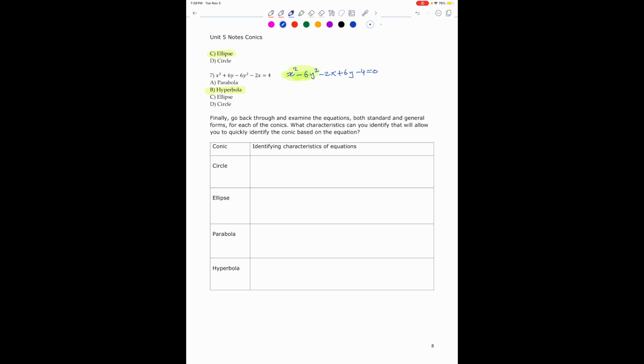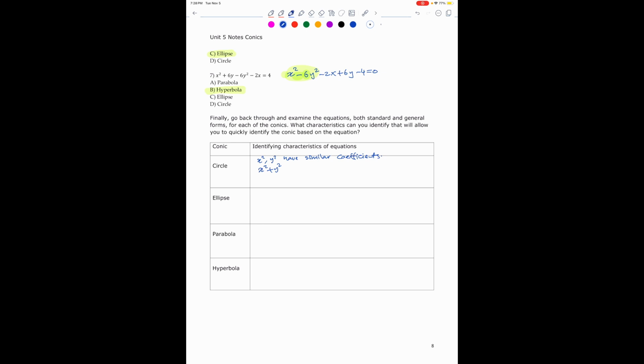For the circles, you notice that both x squared and y squared have the same coefficient, and the x squared and y squared are both positive. So it's going to be written like that. So x squared and y squared are going to be positive. And this is how you're going to identify it quickly. If you identify those two traits, then you will have a circle.